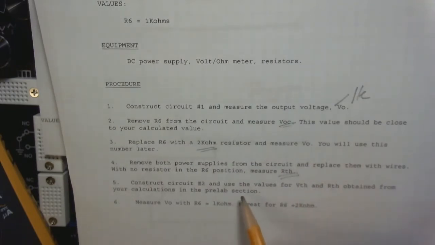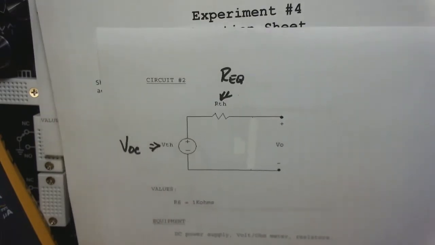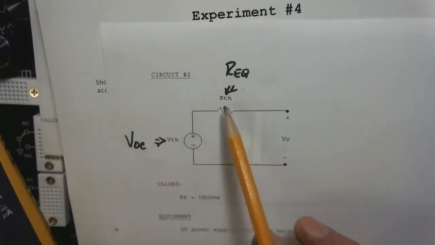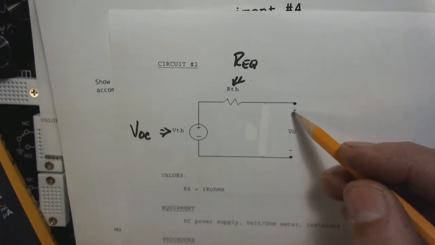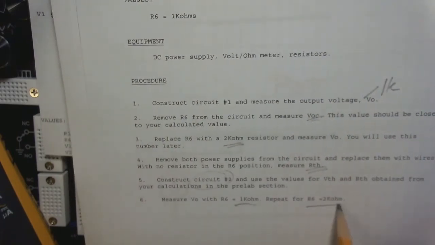And finally then, we're going to construct circuit number 2. That's this circuit that we were just looking at, with our V open circuit and our R equivalent, and put the resistors in here. You'll see, measure V naught with R6 of 1K ohm and 2K ohm. Okay, so that's what we're doing.